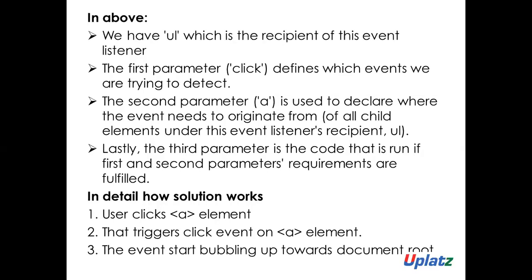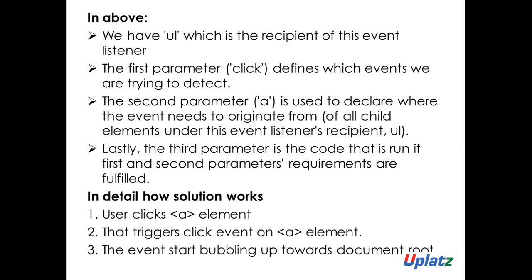In the above, we have the UL, which is the recipient of this particular event listener. The first parameter, click, defines which event we are trying to detect. The second parameter, A, is used to declare where the event needs to originate from, out of all child elements under this event listener UL. Lastly, the third parameter is code that is run if the second parameter's requirements are fulfilled. So the event above will get triggered based on the first, second and third parameters.